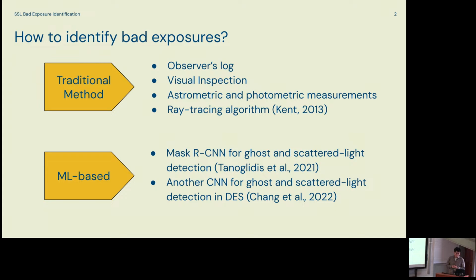Some of them, I would say the first one is Mask Region-based Convolutional Neural Networks. It's actually for low surface brightness galaxies. They developed that pipeline. And there's another one developed specifically for DES that's on the ghost and scattered light issue. But for our pipeline, we are more interested in using less human intervention. Then we have to employ a method called self-supervised learning.